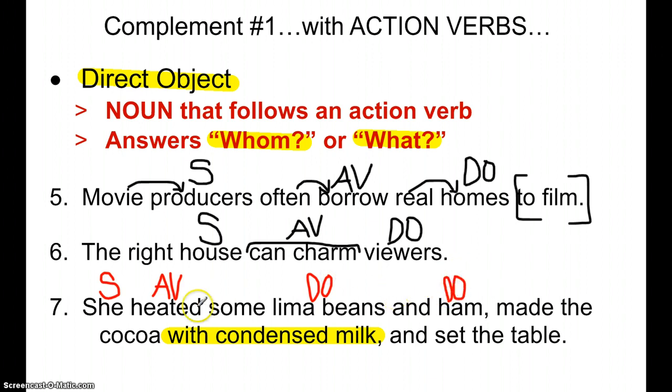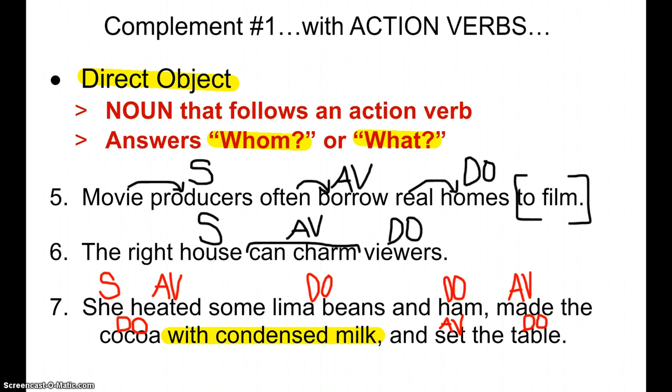Now we still have a lot of other words in this sentence, and I notice that I've got another verb because it's a compound verb. She heated, and she also made, which is an action verb. So I could ask the question, made what? She made cocoa. So I have another direct object that goes with another action verb. And it looks like I'm going to have a third verb. She heated, she made, and she set. And since I have an action verb, I'm going to go back to my question. She set what? She set the table.